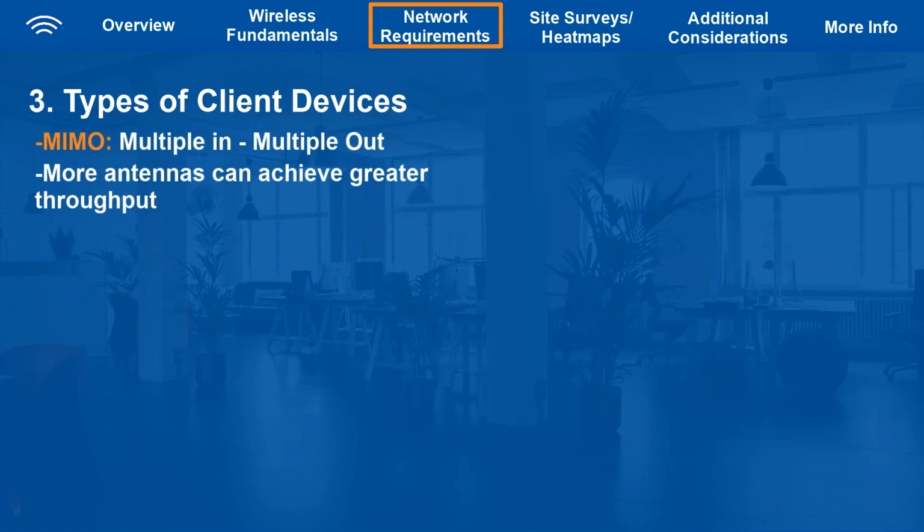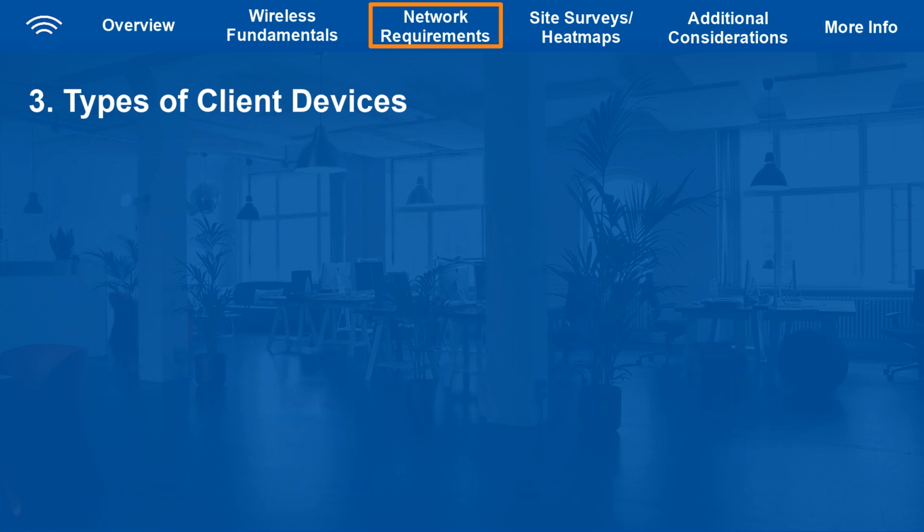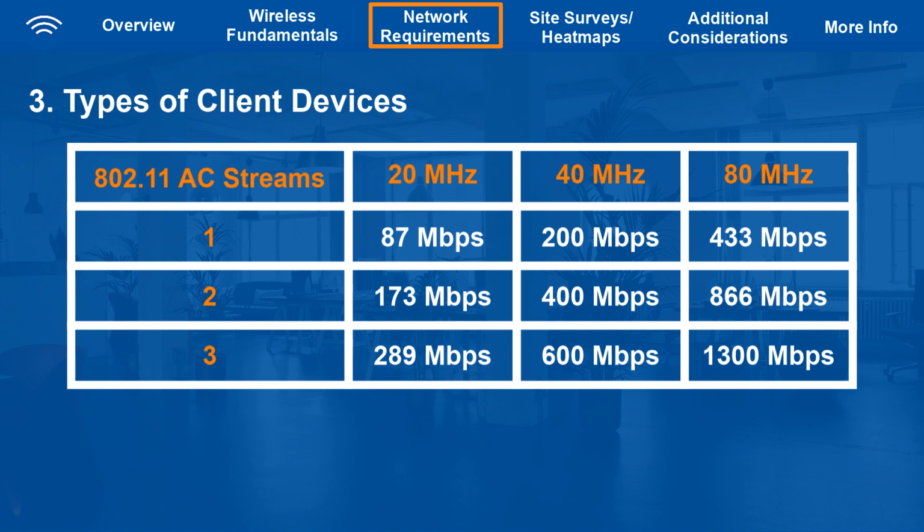Wireless devices can use multiple antennas to transmit more data through a process called MIMO, multiple in, multiple out. A laptop, for example, can have up to 3 antennas, whereas a smartphone usually only has 1 or 2 to conserve battery power. Take a look at this chart. Looking at 802.11 AC, we can see that with one spatial stream or one antenna on a 20 MHz channel, the max bandwidth is only 87 megabits per second, but with 3 streams, it's 289 megabits per second.